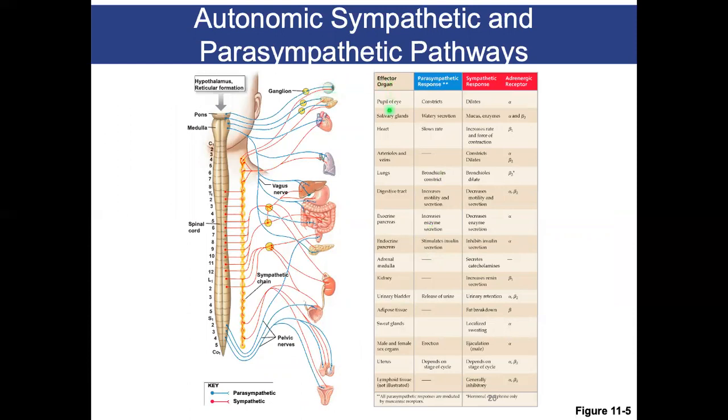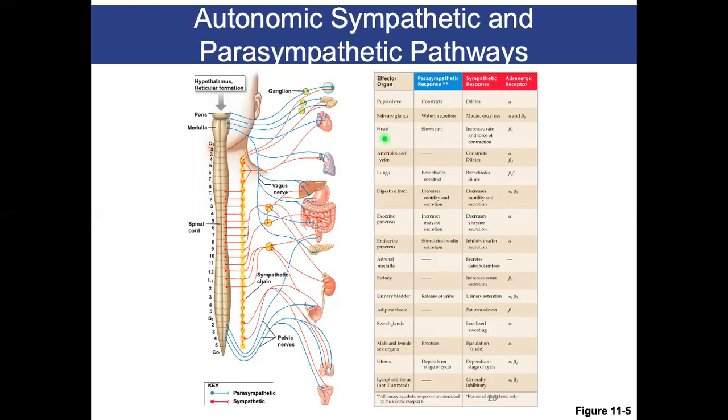So here's the effector organ, all the different organs, and then here's a sympathetic response, what happens when the sympathetic nervous system is activated, and what receptor it binds to, so what type of adrenergic receptor. You have alpha 1s and beta 1s and alpha 2s and beta 2s for the subcategories of adrenergic receptors. And then the parasympathetic responses are all of these.